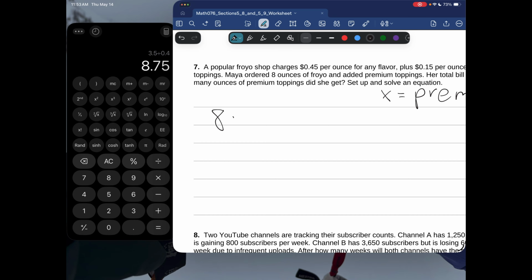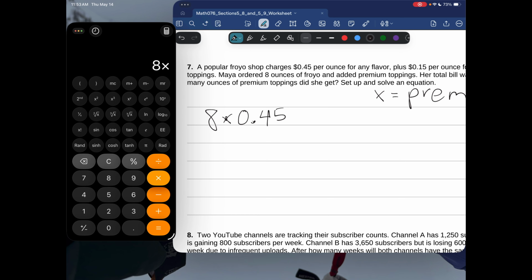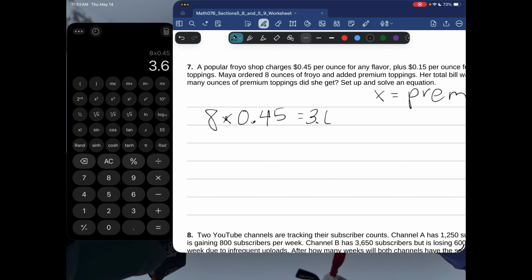8 ounces. And then how much does she pay per ounce of froyo? 45 cents, okay? So times 0.45. And this is multiplying. And let's put this in our calculator. 8 times 0.45 equals 3.6. So that's how much she paid just for the froyo.